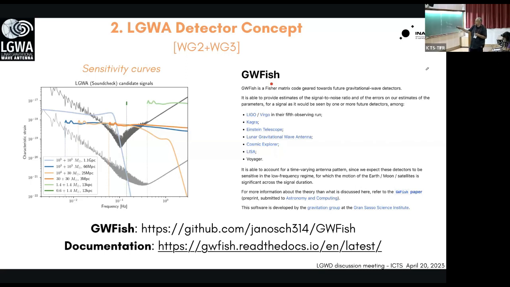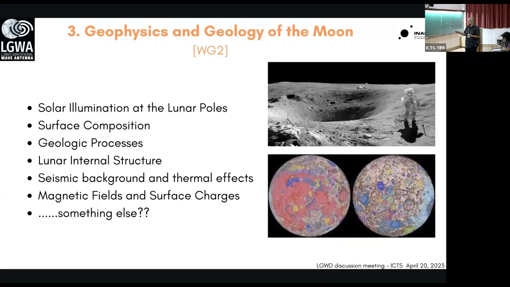detailed analysis that, as Jan already said several times, can be done with the GW Fisher matrix code. If you want to try to do your own simulation, you can find the code here with all the documentation that is needed. And we do, in the end, need to do the best sensitivity plot to put in the white paper using this code, essentially.